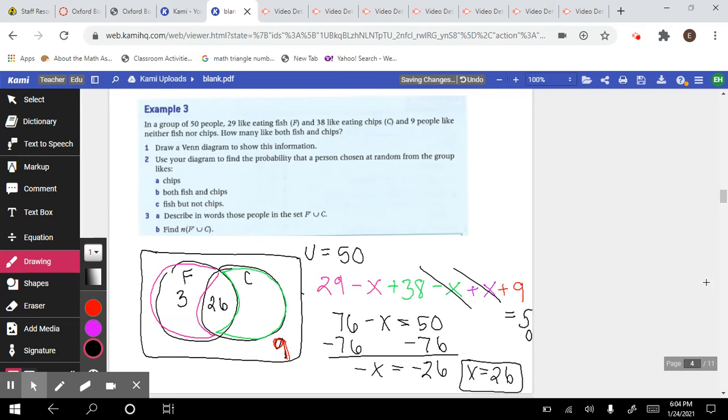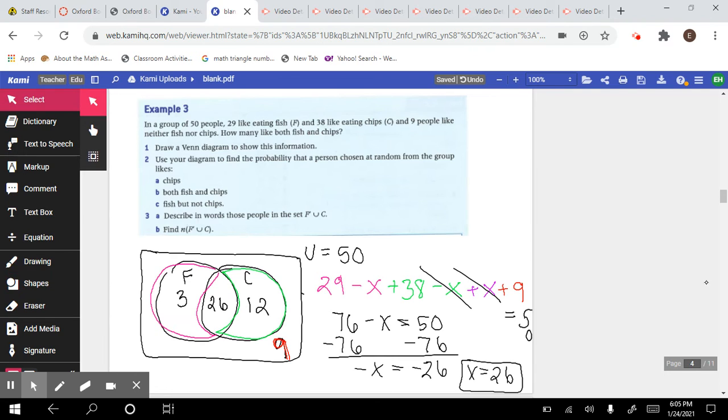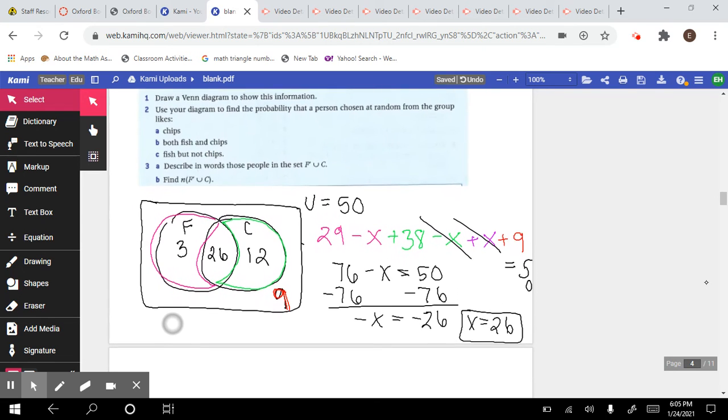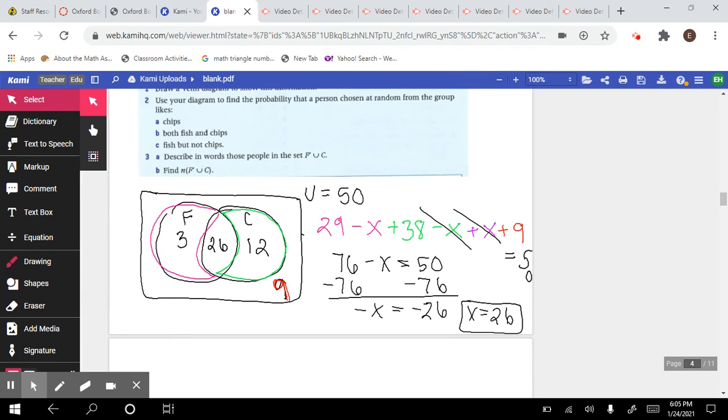Given that our full circle was 29, that would leave 3 in just the fish category. We had 38 in the chip category, so that would be what, 12? And there we go. Now they add up to the 38. So that is the way that we should fill in this Venn diagram. Fill in the pieces that you know, and then readjust it when you finally fill in the middle. This is going to make solving the probabilities on number 2 so much easier.